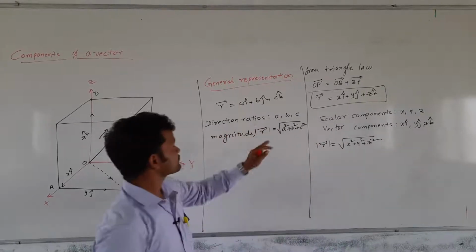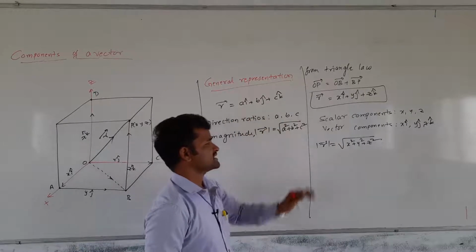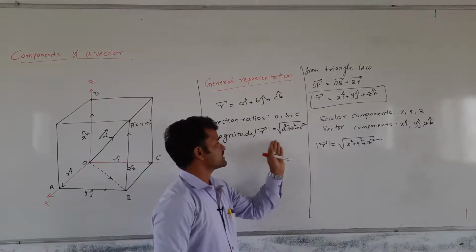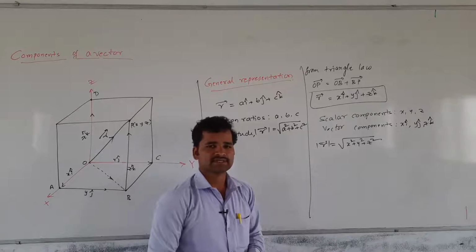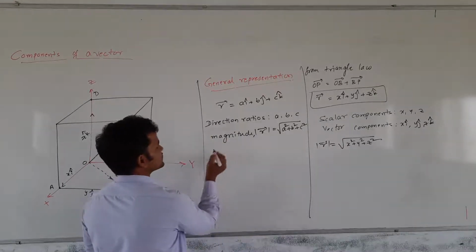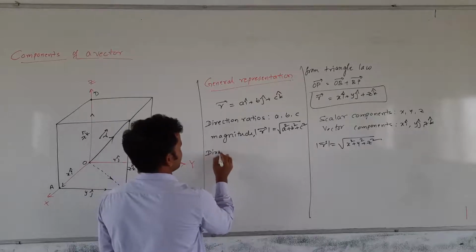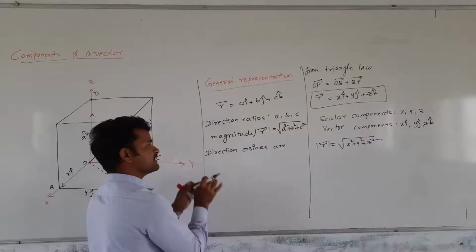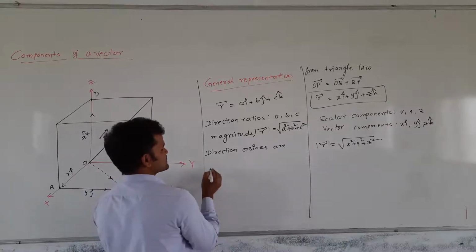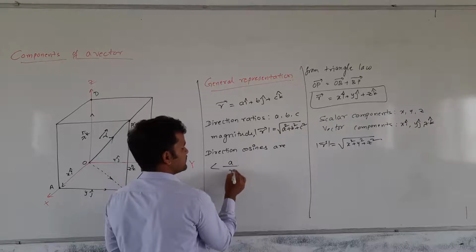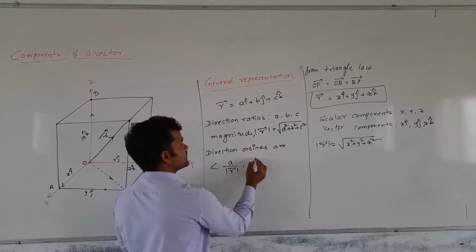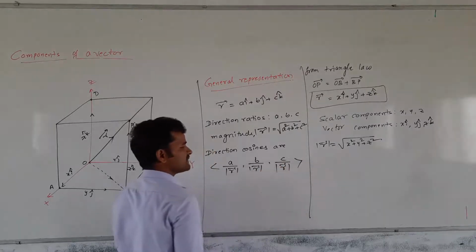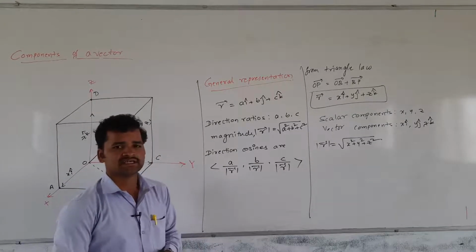In the same way, here this vector is ai plus bj plus ck. Then the magnitude will be magnitude of vector r is equal to the square root of a square plus b square plus c square. That's all. Then what are the direction cosines here? Direction cosines are, if we divide by its magnitude, those will be direction cosines. First is a divided by magnitude of vector r, then b by magnitude of vector r, then c by magnitude of vector r. This is nothing but the direction cosines.